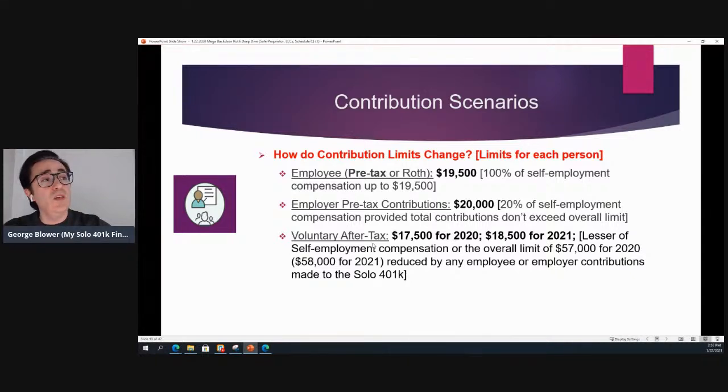So in this scenario, each person contributes $19,500 as an employee pre-tax contribution, $20,000 as an employer pre-tax contribution, and then the difference, $17,500 for 2020, $18,500 for 2021 is an after-tax contribution, and then they could move it over into their Roth sub account from the after-tax to the Roth. So in that situation, they'd have $39,500 in their respective pre-tax sub accounts, and then $17,500 in their Roth account, or $18,500 for 2021 in their Roth account.